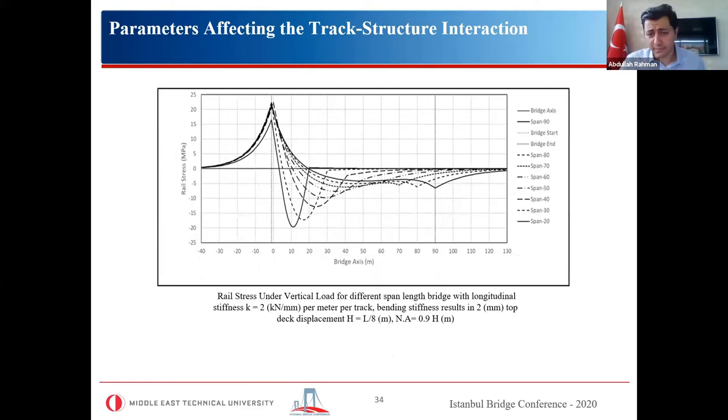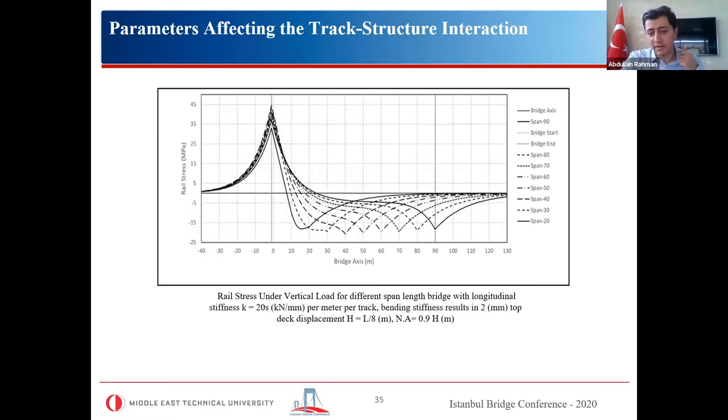Now I tried to plot, for vertical loads, a fixed longitudinal stiffness of 2 kilonewton per millimeter per track, with the bending stiffness which will result in 2 millimeter top deck displacement, with the deck height having a slenderness ratio equal to L over 8 and the neutral axis located at around 90% of the bridge height. Then I changed the span and plotted all of the rail stresses. You can see that the tension stresses are nearly the same for all of the bridge spans, while the compression starts to decrease as you increase the span length.